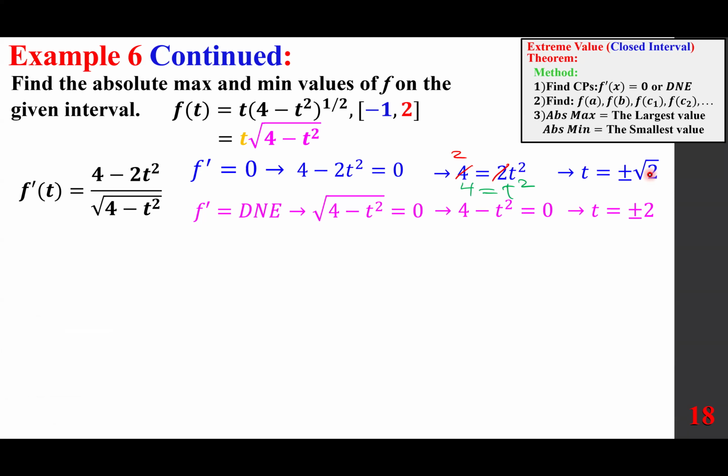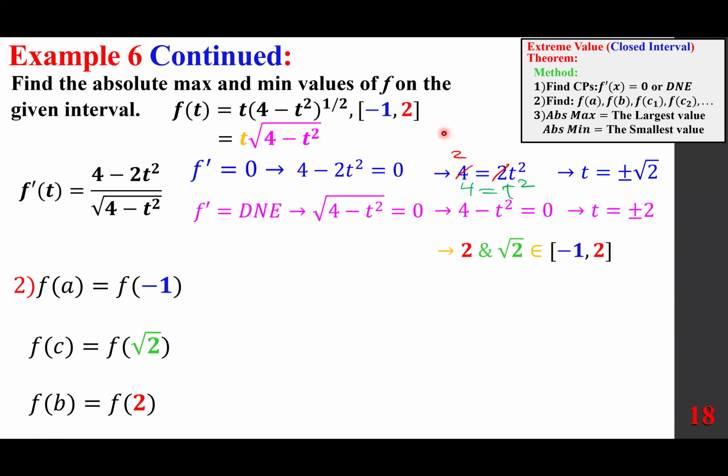And bear in mind, again, reminding you, square root of 2 is about 1.41. So is the square root of 2 in between? Yes. What about negative square root of 2? No. What about negative 2? No. What about 2? 2 is one of the endpoints. So we can only use 2 and square root of 2. Therefore, we write the function and we evaluate it at the 2 endpoints and square root of 2.